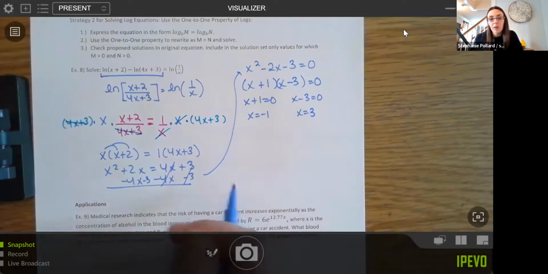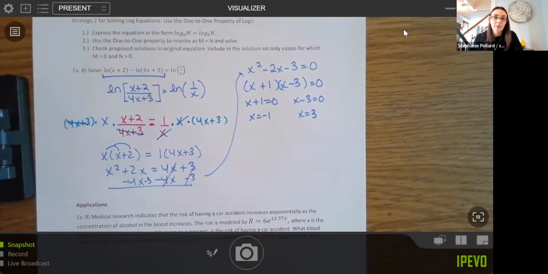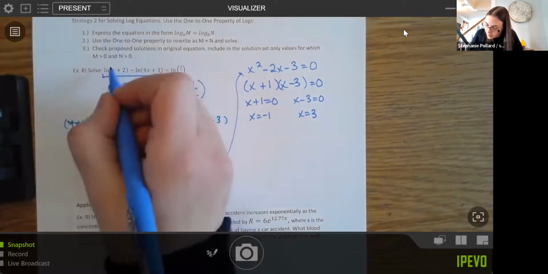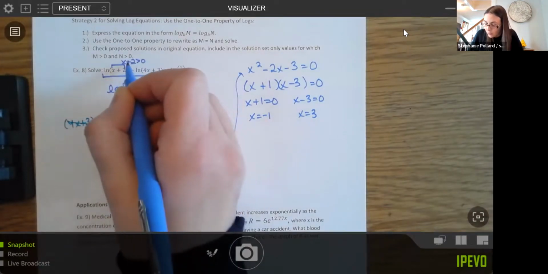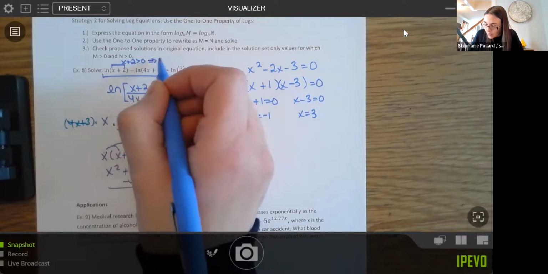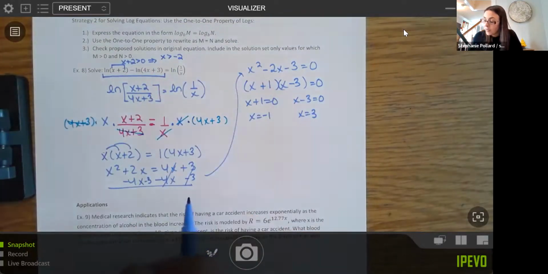Now, again, you just want to be really careful here. First thing I would go ahead and check are those domains, okay? That would be my first case. So here you need to make sure that x plus 2 is greater than 0. So if I subtract 2 from both sides, you have to make sure that x is greater than -2. So that's one issue. Both of these are actually met there, so I don't have any domain issues yet.